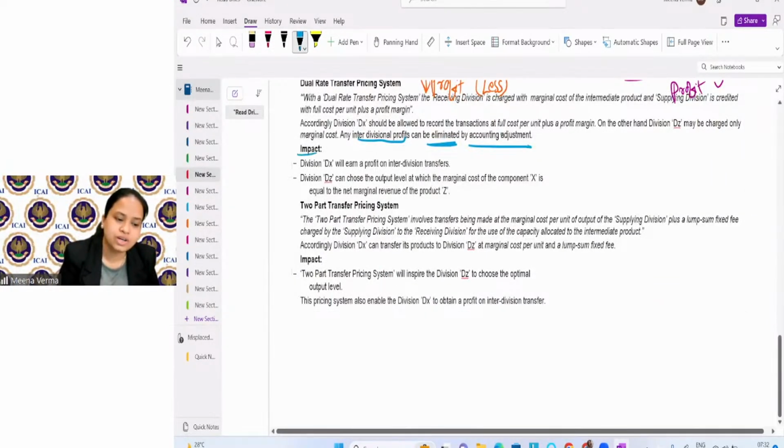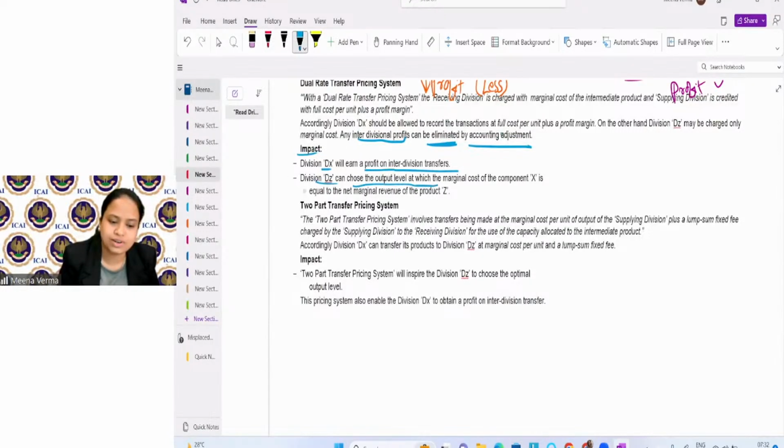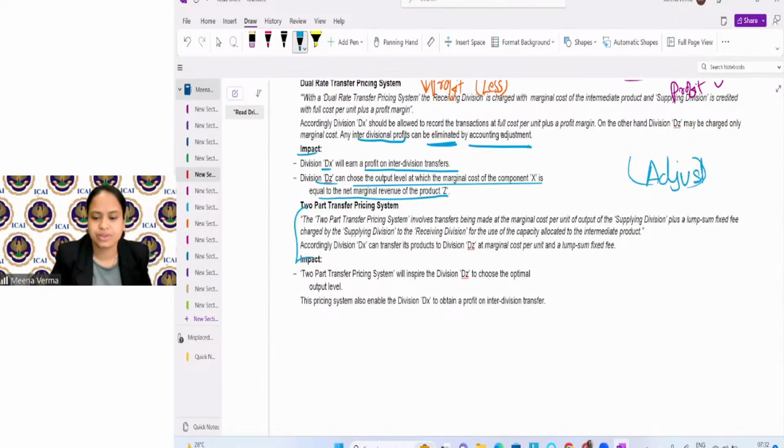Okay, the impact is that division DX will earn profit on interdivision transfer. DZ can choose the output level at which the marginal cost of component X is equal to the marginal revenue of Z. Obviously, you will do the adjustment. How we will do the adjustment is not in your syllabus. I have not seen even a single question where they ask you to adjust the profit, so don't do that. Just keep it in mind. Profit will be adjusted. All right.